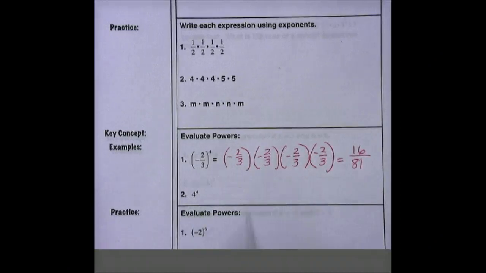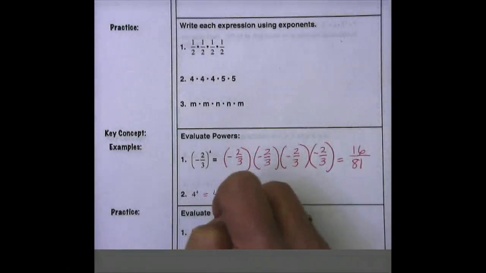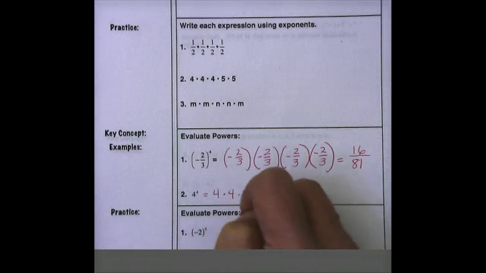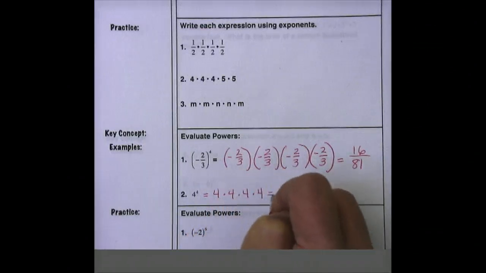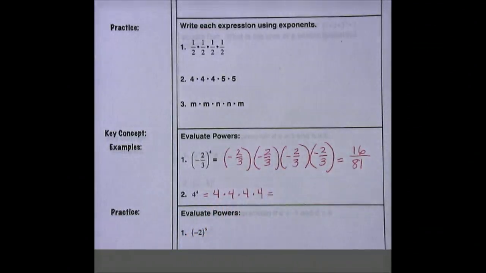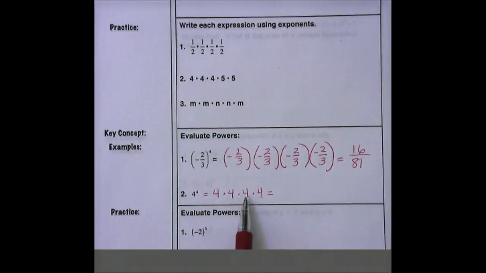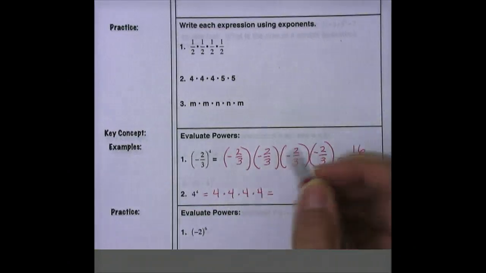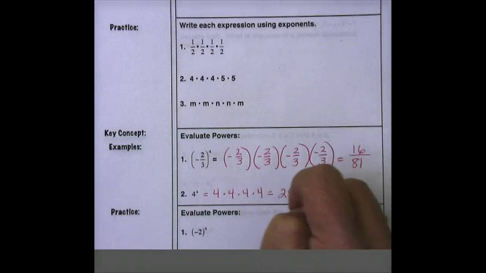The next example, 4 to the 4th power, 4 times 4 times 4 times 4. And when we evaluate 4 times 4 times 4 times 4, we get 4 times 4 is 16, times 4 is 64, times 4 is 256.